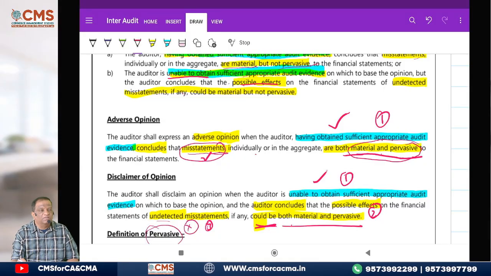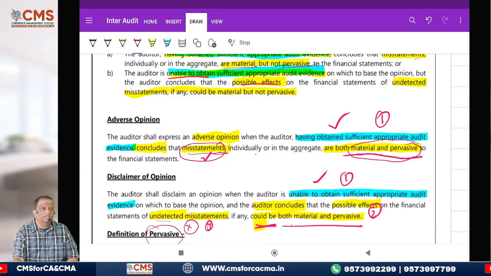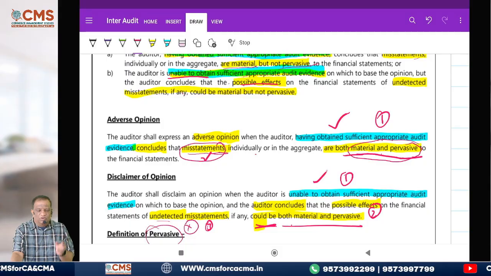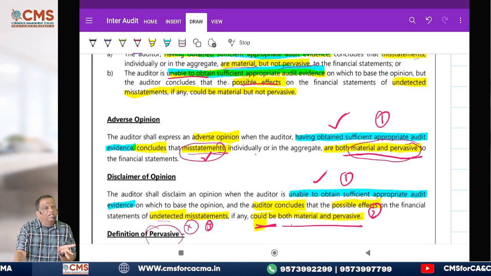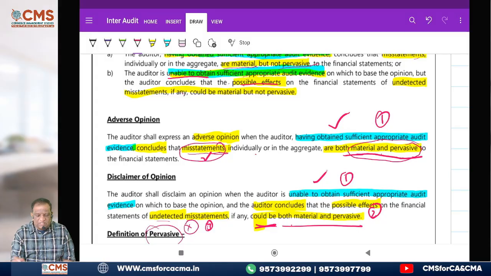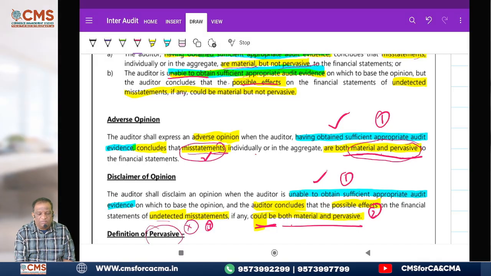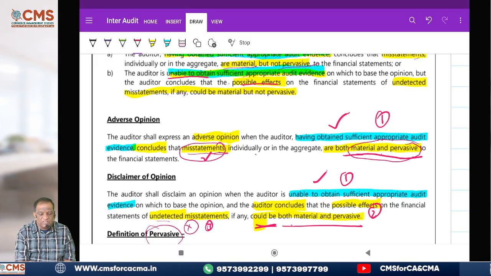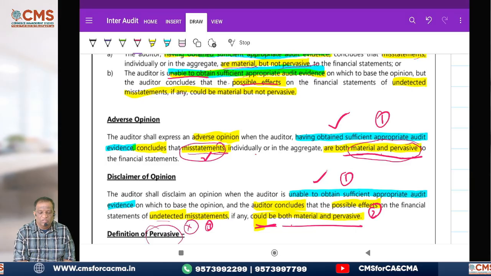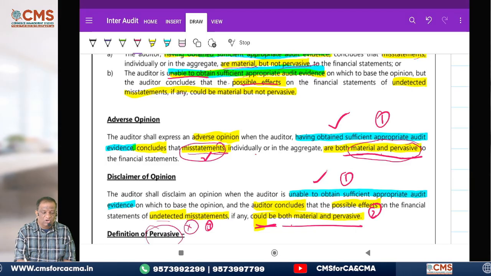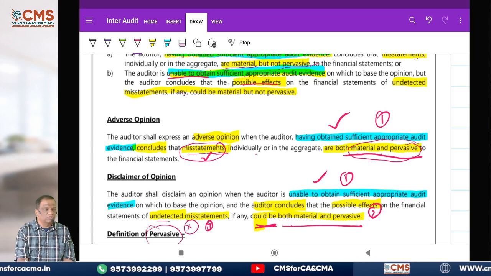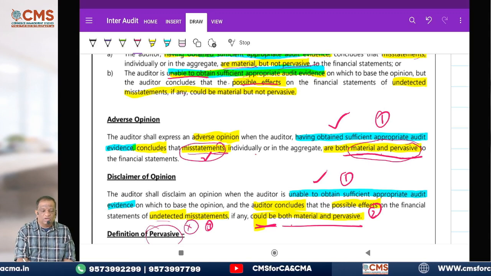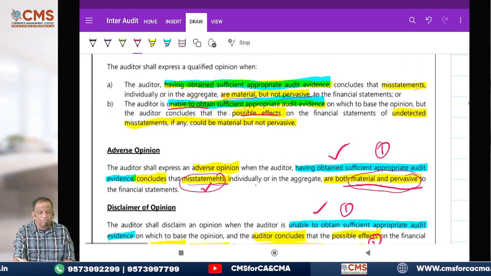Then disclaimer of opinion. Before looking at it, you tell me in a simple way, what are the two things that has to match for disclaimer? No evidence, material and pervasive. That is what he is saying. So the auditor is unable to obtain SAAE on which he is to base his opinion and conclude. And in his opinion, the possible effect of these undetected misstatements could be both material and pervasive. So these two combined, then it is this disclaimer of opinion.